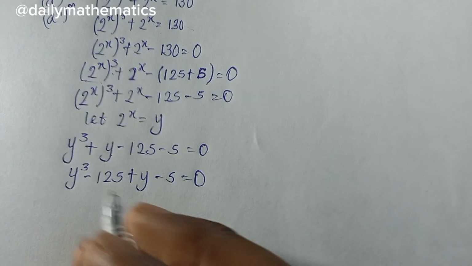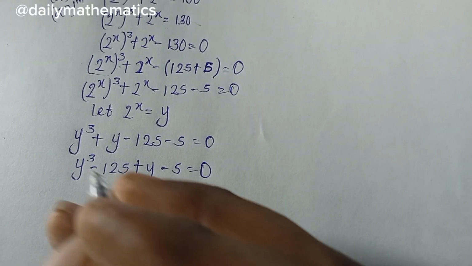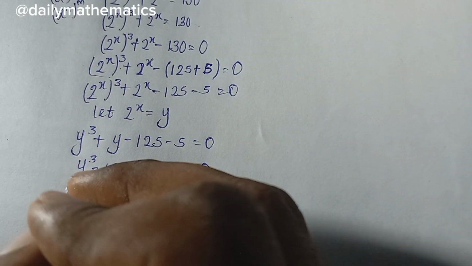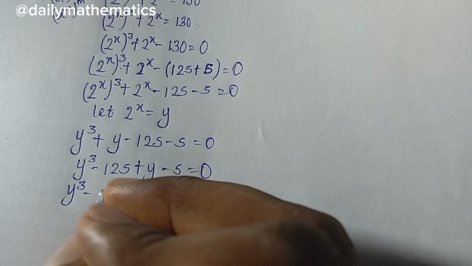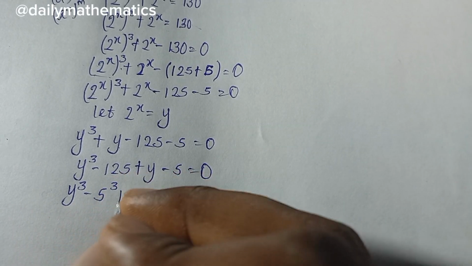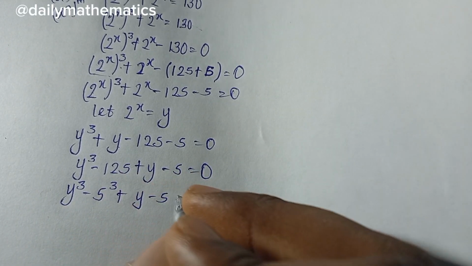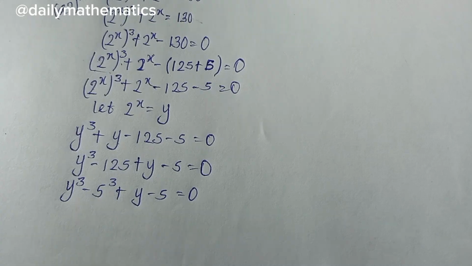And then remember that 125 is a perfect cube. Like I said, it's 5 raised to the power of 3. So we have y raised to the power of 3 minus 5 raised to the power of 3, then plus y minus 5, then equals 0.